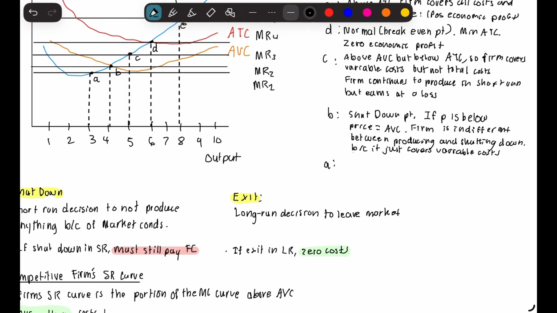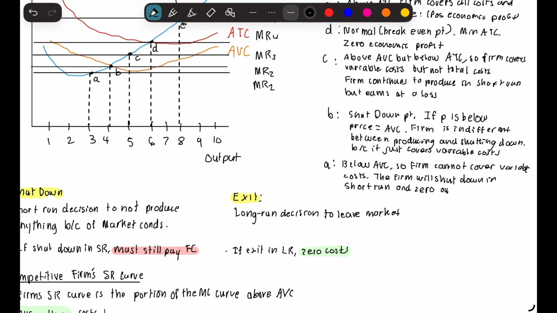Now, finally, when you're at point A, you are fully below the AVC. So now, when your firm produces anything at all, it cannot cover those variable costs. So what happens is the firm will shut down in the short run and produce 0 output.